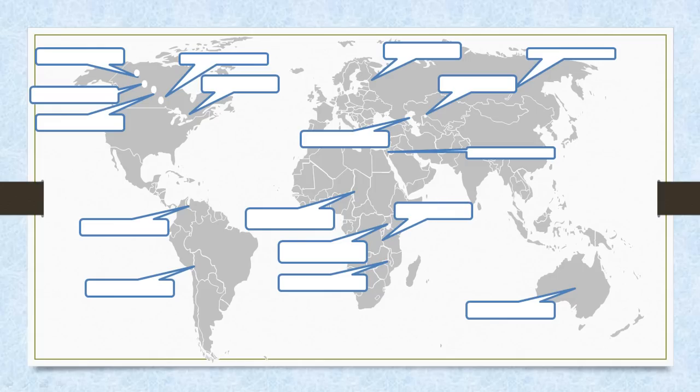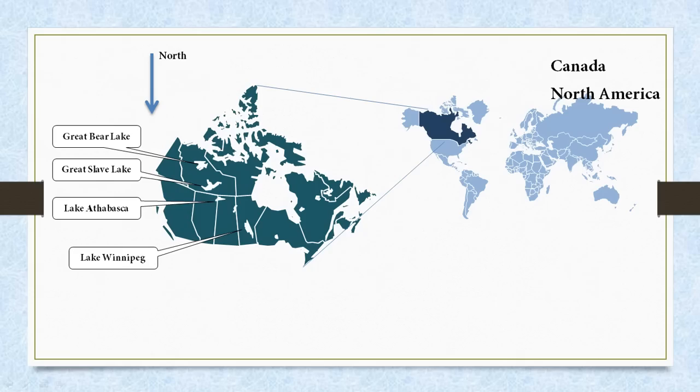So these are the lakes which we are going to cover in this video, and we will see them continent wise. So the first is North America. Here we have four important lakes in Canada, that is Great Bear Lake, Great Slave Lake, Lake Athabasca and Lake Winnipeg. Now try to remember the order of these lakes, either from north to south or south to north.